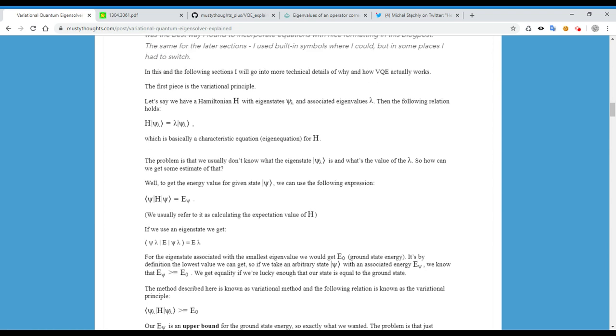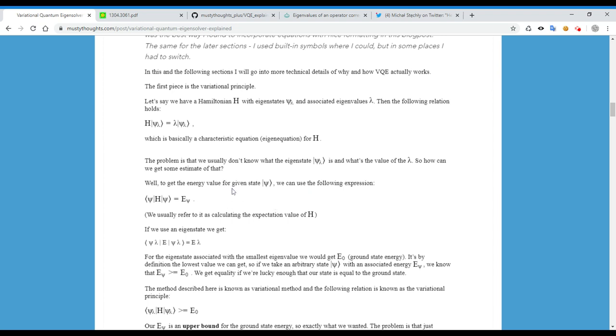In this and in the following section, I will go into more technical details of why and how VQE actually works. The first piece is the variational principle. Let's say I have a Hamiltonian H with eigenstates, then the following relation holds, which is basically a characteristic equation, the eigenequation for H. The problem is that we usually don't know what the eigenvalues and eigenstates are. What is the eigenstate, and what's the value of lambda? So how can we get some estimate for that?